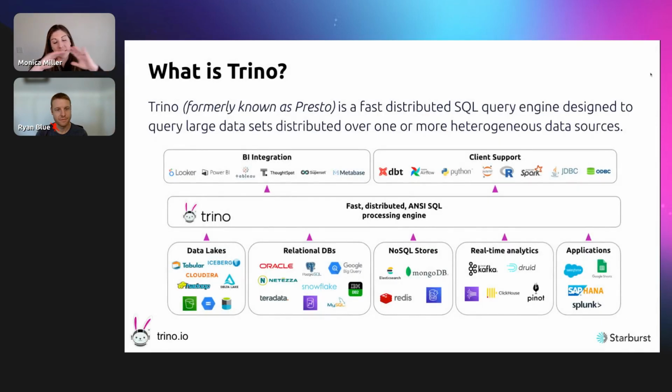So this is an example of where Trino sits in the stack, kind of visualizing what I just talked about. You have your BI integration tools, you have client support, and Trino is that connecting layer that lets you connect to all of your different data sources, including Iceberg and Tabular, your object data stores, your relational databases, your NoSQL databases, anything from real-time analytics, and Trino lets you connect it all.